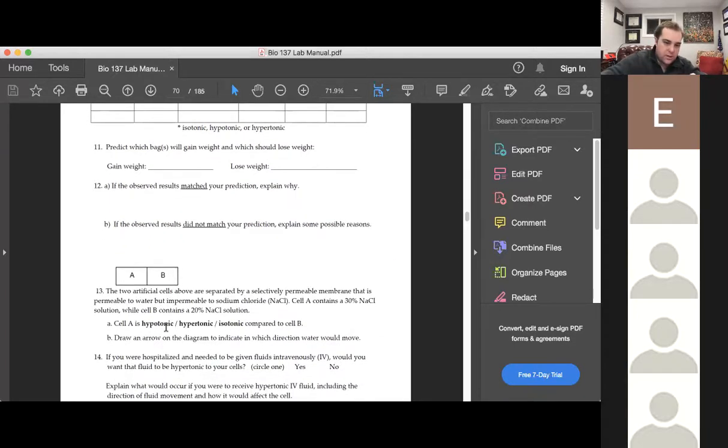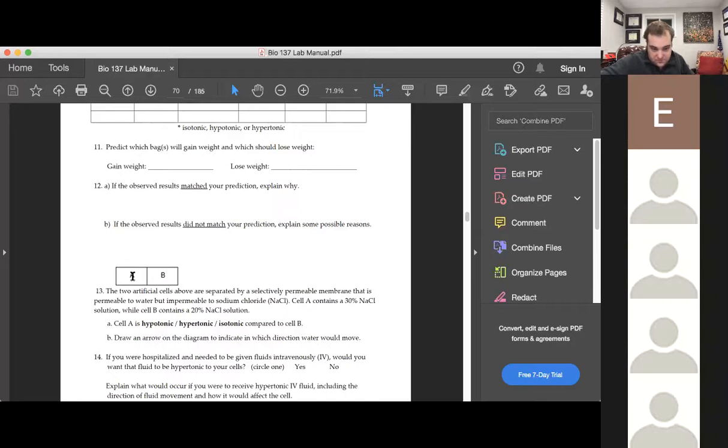Let's go down to 13 real quick, and I'll try to explain what happens here. If we have two artificial cells above, they're separated by a membrane that is selectively permeable to water, but impermeable to sodium chloride. So that means that we're going to have 30% of sodium chloride over here and 20% of sodium chloride over here. And water is going to move based on the salt concentrations, okay? So if it's osmosis, then this water is going to go to the area of high solute concentration. And that is 30%, which is higher. That's A. So you're going to see water move from B to A.